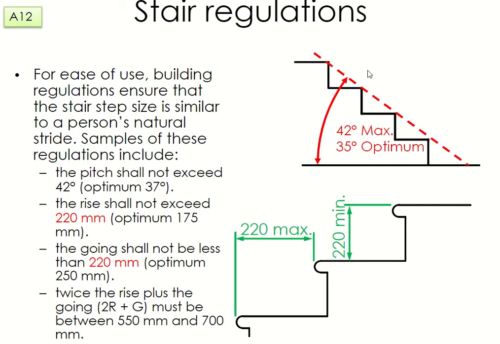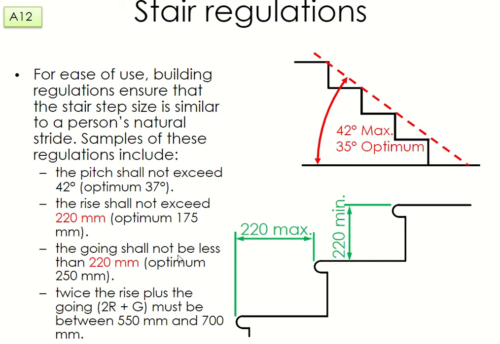You need to sketch this one here, which is that the pitch should not exceed 42 degrees. The optimum pitch of the stairs should be 37 degrees. And then the other one, I suppose these two are kind of together here: the rise should not exceed 220. You can see the rise should not be any more than 220. The optimum is 175. Again, this is all based on a person's natural stride.